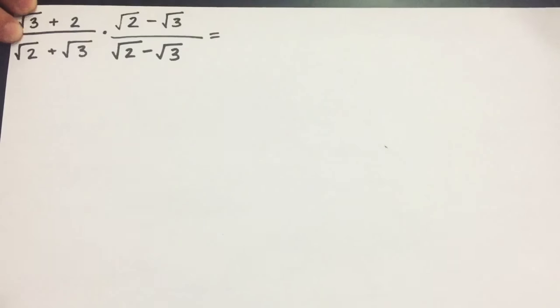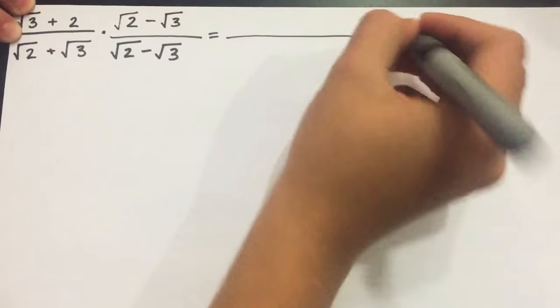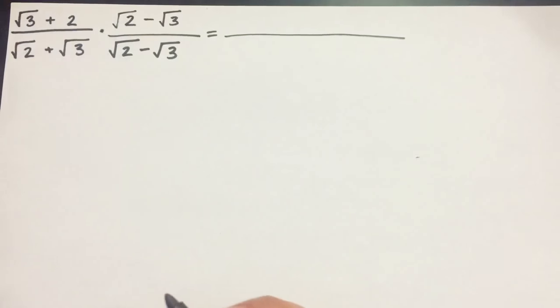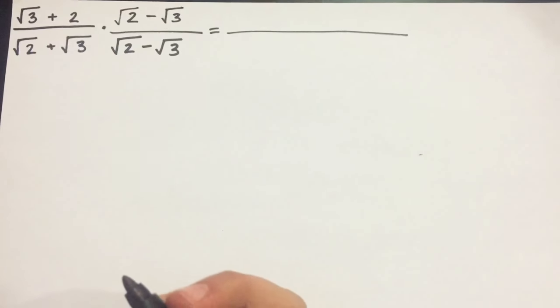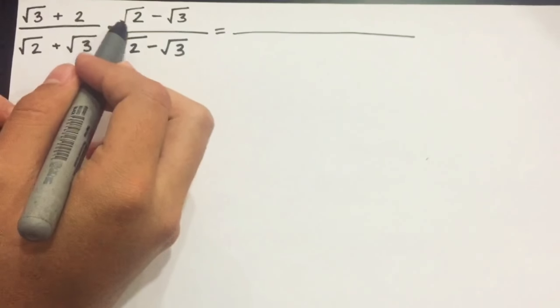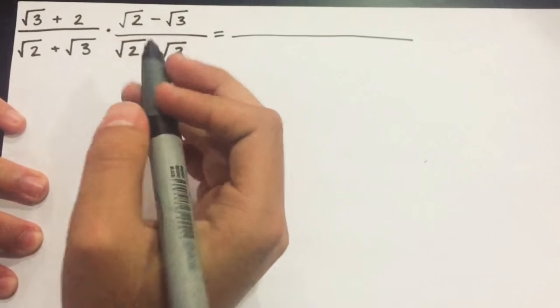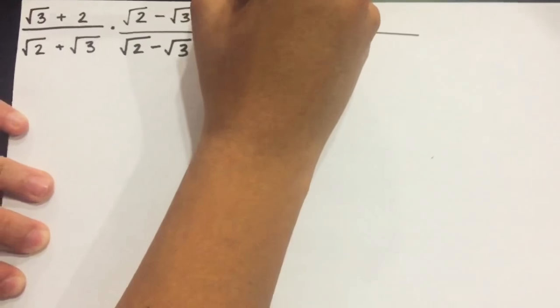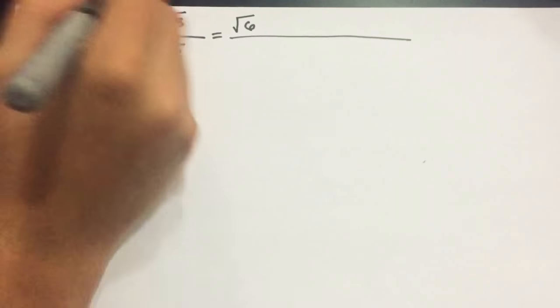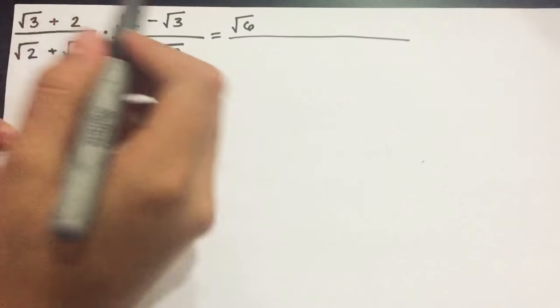Then we have to multiply as usual. So in the numerator, we have binomial by binomial. So we have to do the same procedure as we always do. So it is the square root of 3 by the square root of 2. So it would be the square root of 6. Then it's the same procedure, this by this. So then it has to be this by this.